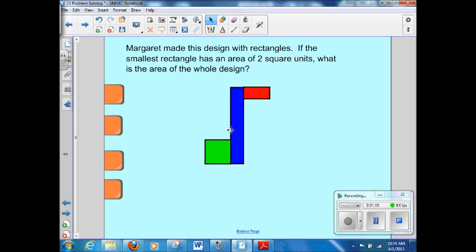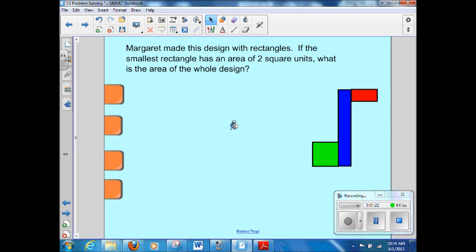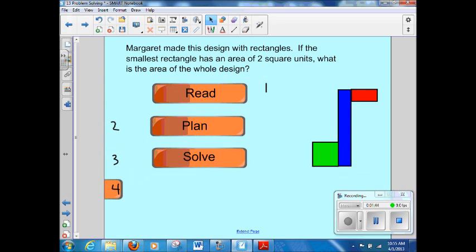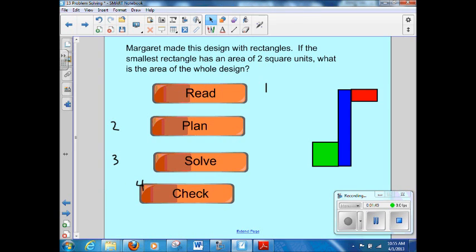There's our problem. Here is our figure. I'm going to move that aside and take a look over here on the left. There is a strategy using 4 steps to help solve this problem. Here is number 1. The first step: read. Many times I'll say to students, did you read it? Well, I think maybe we'll have to read it a little bit more carefully. Our second step is to plan. Our third step is to solve. And our fourth step is to check. This is our strategy: read, plan, solve, and check.